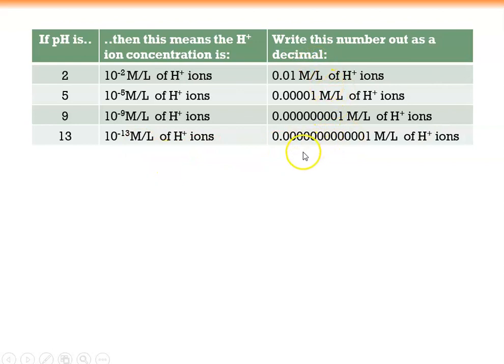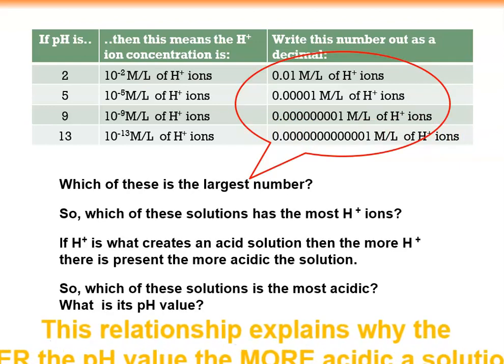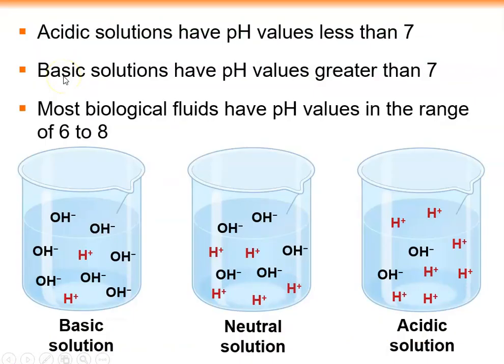So if you think about which was a bigger number, even though these are all small numbers, you would rather have 0.01 moles per liter versus 0.000000000000 and then a 1, with 12 zeros, if it was something that you really wanted, right? So this is a larger number than this, even if they are both very small numbers. So this is explaining why, as your pH goes up, the pH of 13 has fewer hydrogen ions than a pH of 2. So again, a low pH is an acidic solution and it has more hydrogen ions than the basic solution.